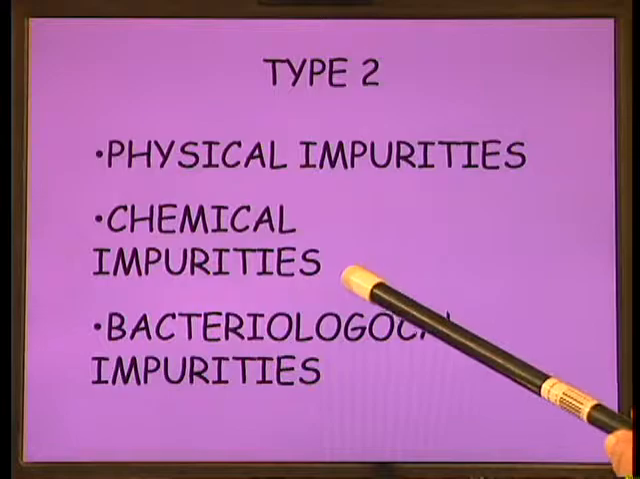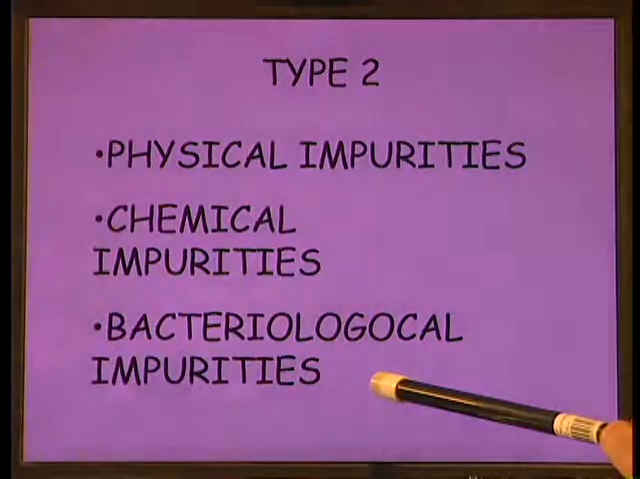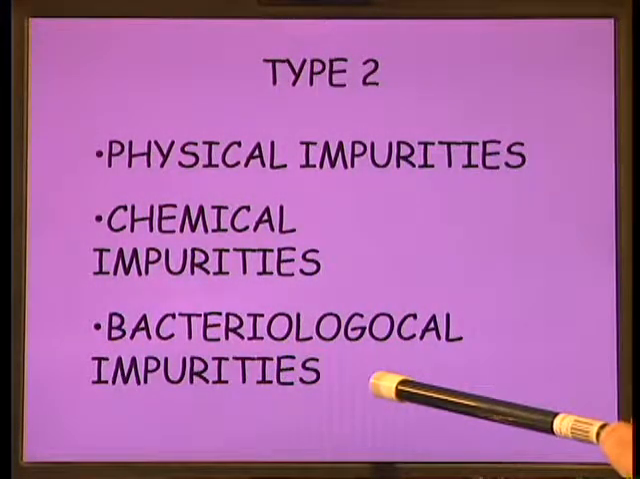These chemical impurities mean they possess chemical characteristics. It will have some chemical impurities. And the third one is bacteriological impurities. That is, if it contains bacteria, then these are called bacteriological impurities.